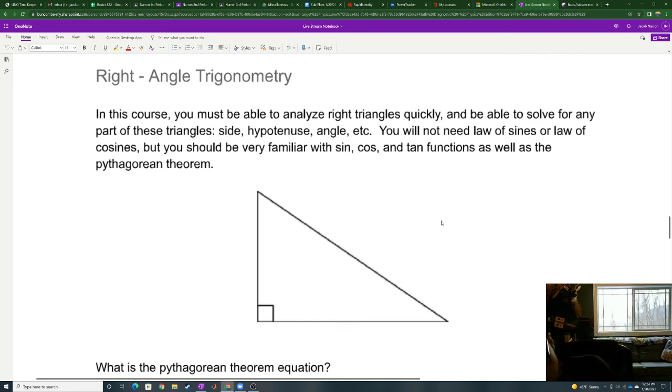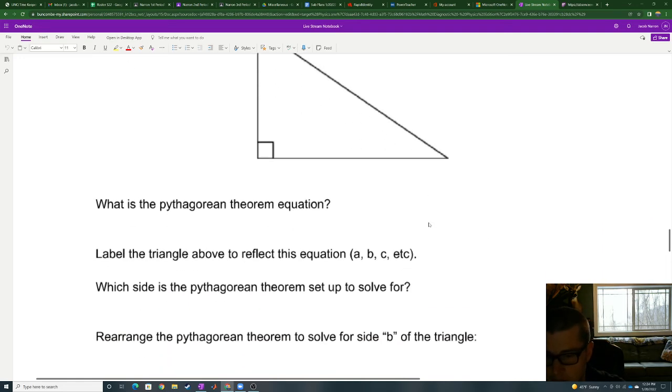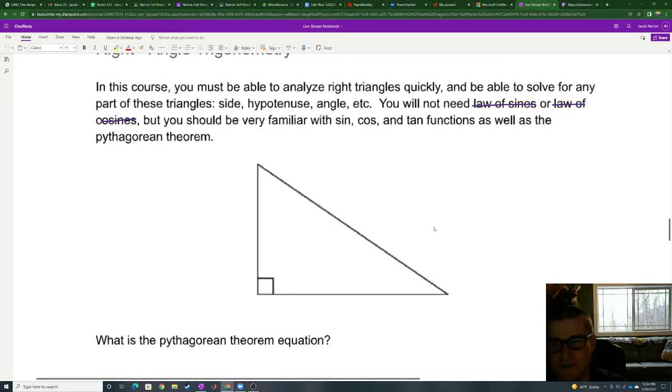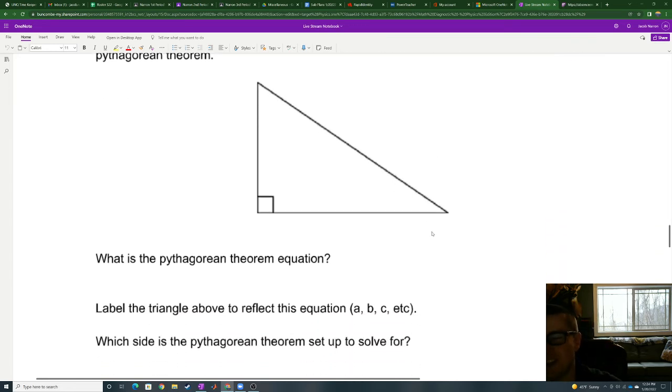You will not need to know law of sines or law of cosines. That's not something that you need to know. I know that some of you know it, but I'm not interested. What you do need to know is sine, cosine, and tangent. And I'll talk about Pythagorean theorem here in a moment. In fact, tell you what, I'm not going to get ahead of myself. It's going to answer those questions for me. So let's just keep going.